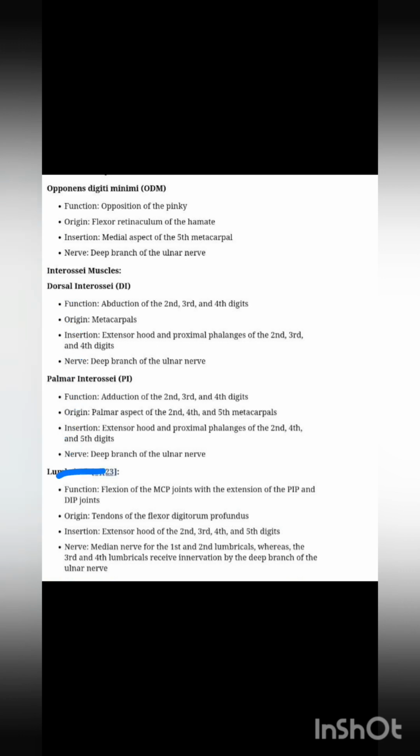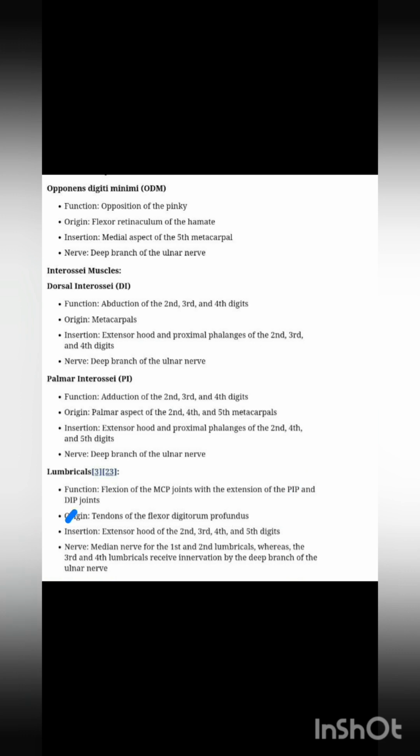And the last group is the lumbricals. There are 4 muscles also. Function: flexion of the MCP joint, meaning the metacarpophalangeal joint, with extension of the PIP and DIP joints. PIP means proximal interphalangeal joint and DIP means distal interphalangeal joint.